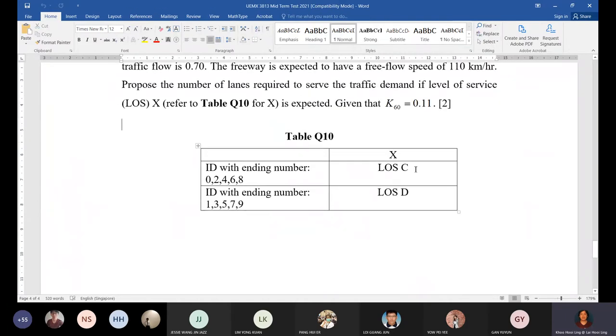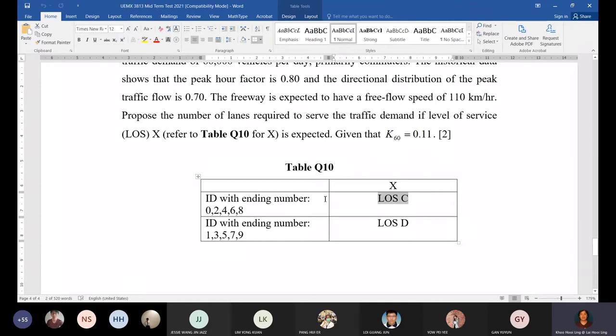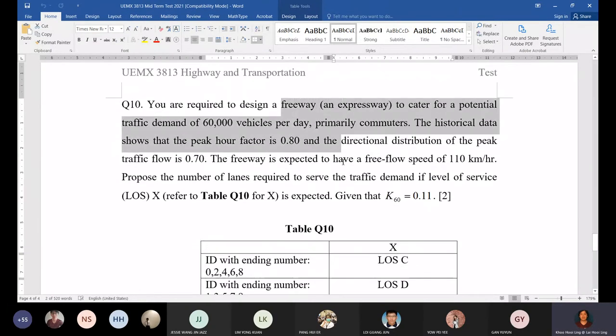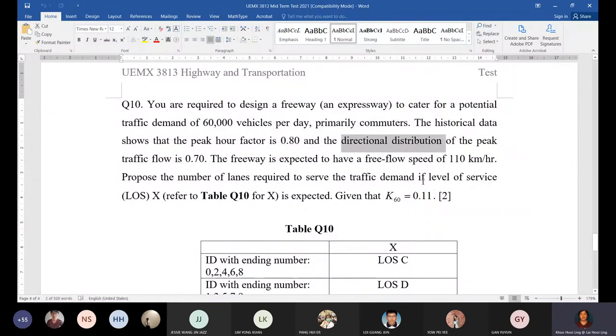Because here, for level of service C, we got the number of lanes as 4 lanes. So your answer should be 4 lanes in one direction, or you have to mention 8 lanes for both directions. Some of the students' answer is 8 lanes. If your answer is 8 lanes, it should be wrong, because the answer should be 4 lanes. When I give you this directional distribution, it means that I want you to find out the number of lanes in one direction only.